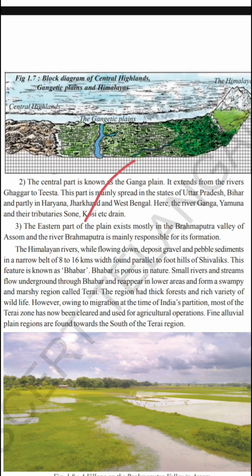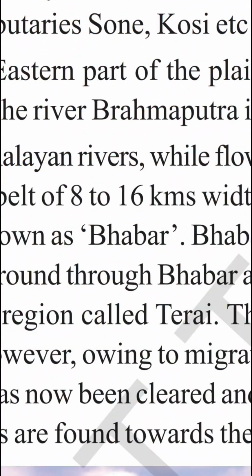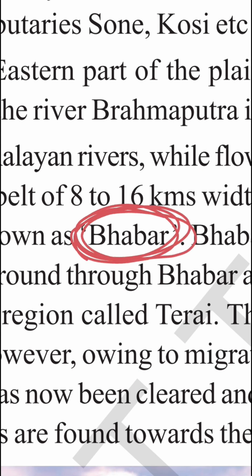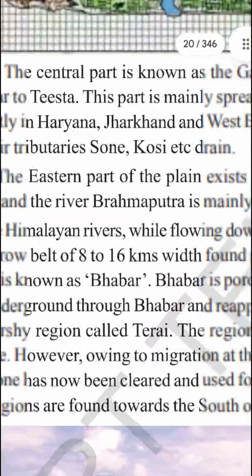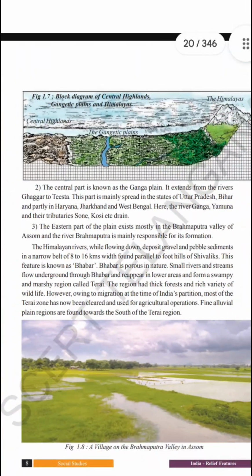So one more keyword here you need to focus. This deposition is known as Bhabar. So you can see here, this is Bhabar. So the deposition of sedimentary rocks and pebbles with the help of Himalayan rivers in the foothill of Shivalik is known as Bhabar. So you can see here, Bhabar is porous in nature. Small rivers and streams flow underground through Bhabar and reappear in lower areas and form swampy and marshy region called Terai.